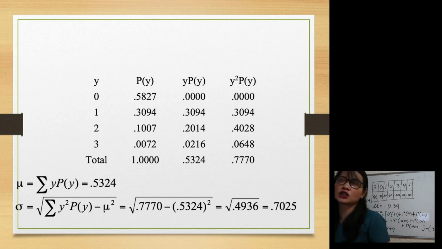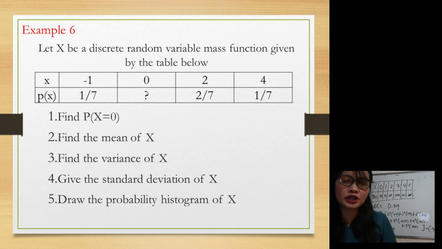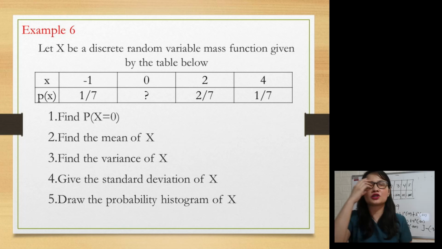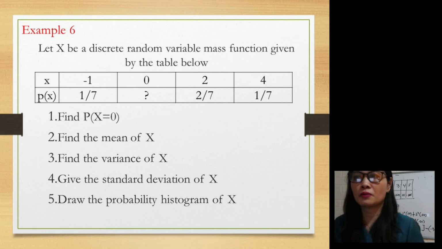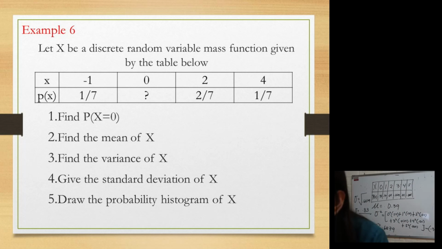Okay, next, what about number 6 example? Let x be a discrete random variable with the mass function given by the table below. Find the probability of 0. Find the probability. What's the answer?